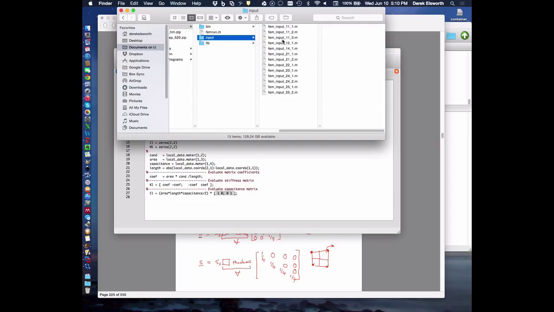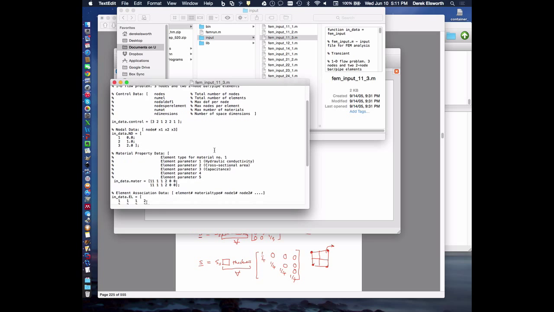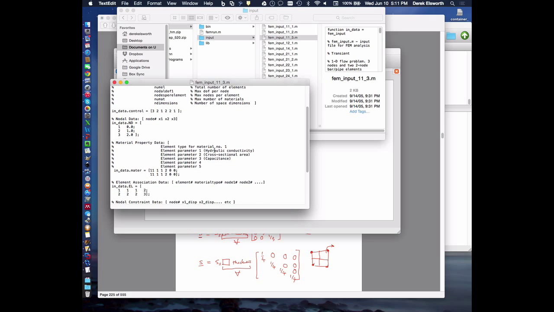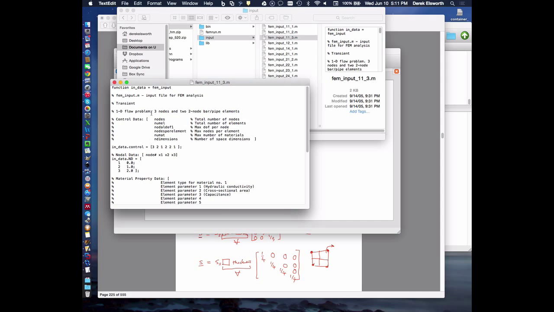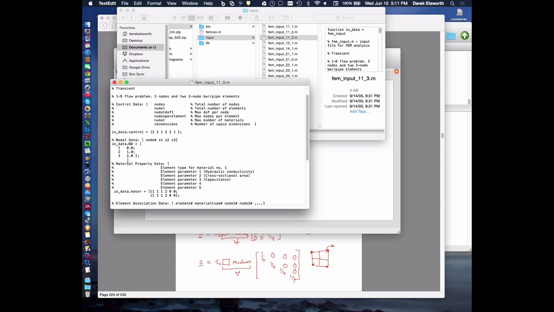Input. I'm guessing that this is probably the right one. Let me check to see if it makes sense. How's it labeled? Input file for FEM. Okay. What do we have? We have 3 nodes, 2 elements, 1 degree of freedom, 2 materials. We have nodes 1, 2, and 3, which are each separated by 1 meter.